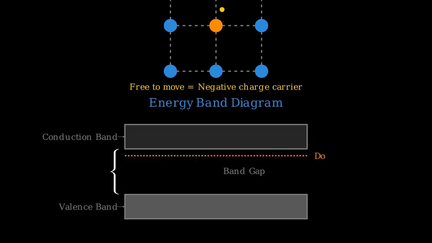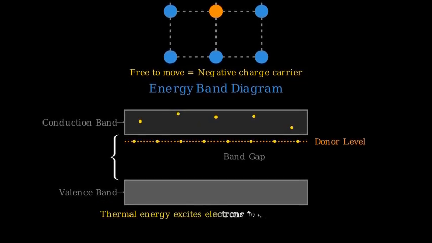In N-type semiconductors, the extra electrons from the dopant atoms create energy states very close to the conduction band, which means even at room temperature, many electrons can gain enough thermal energy to jump into the conduction band.